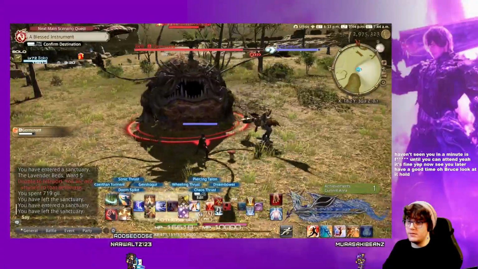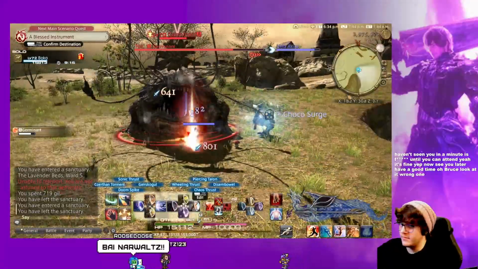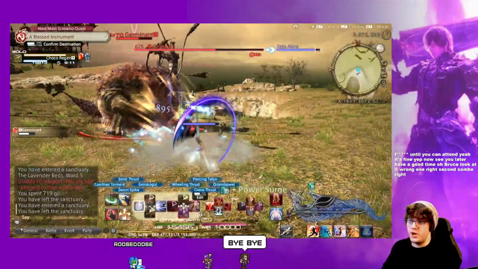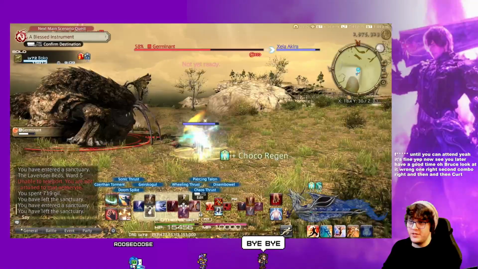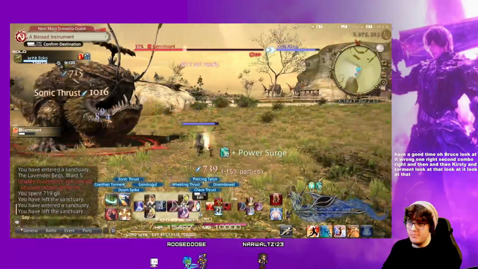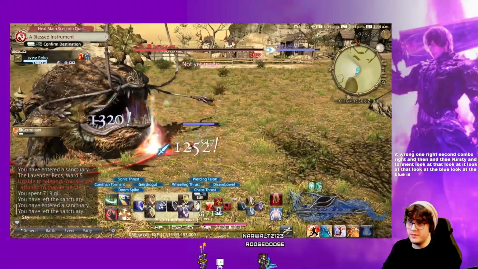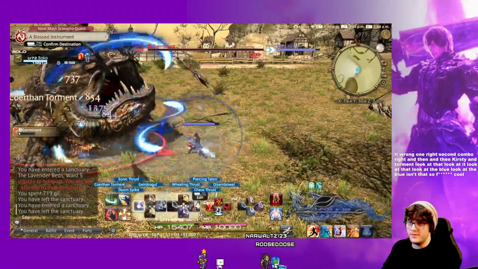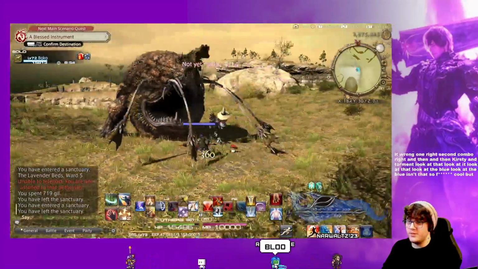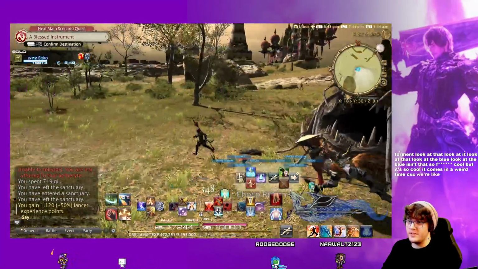Hold on, wait, is it? Oh, wrong one. Second combo, right? And then Geirskogul! Look at that blue, look at it. Look at the blue. Isn't that so cool? It comes at a weird time because we're not calling ourselves the Azure Dragoon.